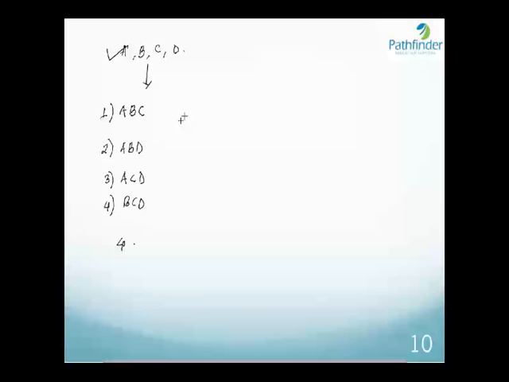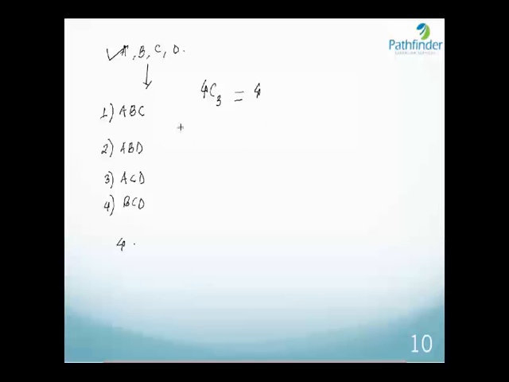This particular selection is also represented by selection of 3 from 4, which is represented by 4C3. Those of you who may not have a background in maths and would like to know how to evaluate 4C3, I would suggest you go back to session number 1 or session number 2, where I have explained how to evaluate 4C3. So all of you know that 4C3 is equal to 4.